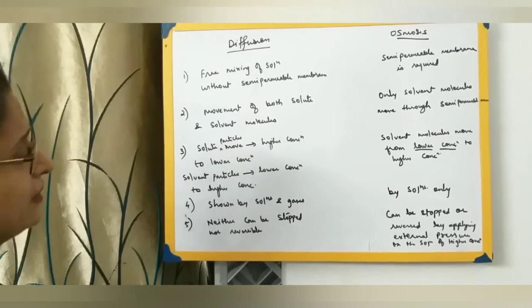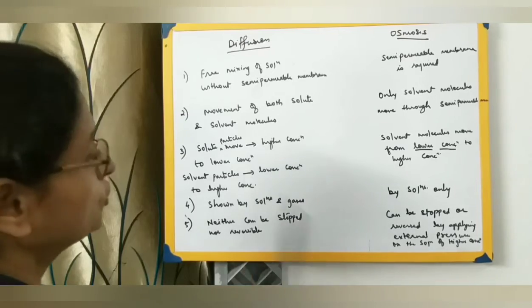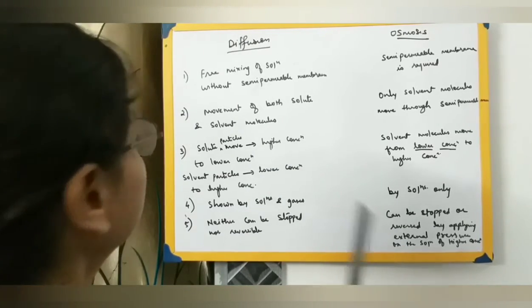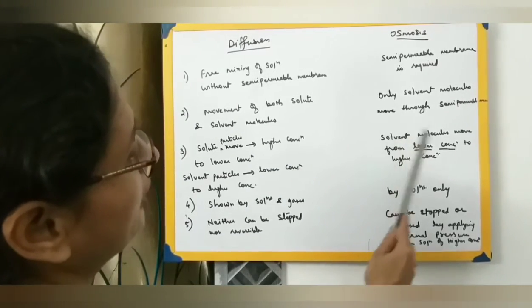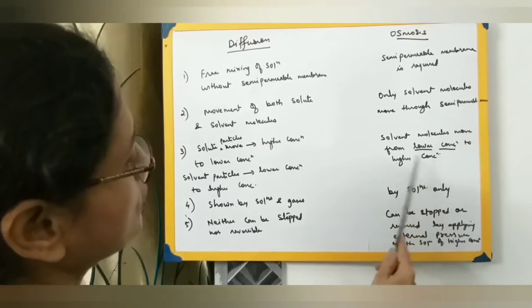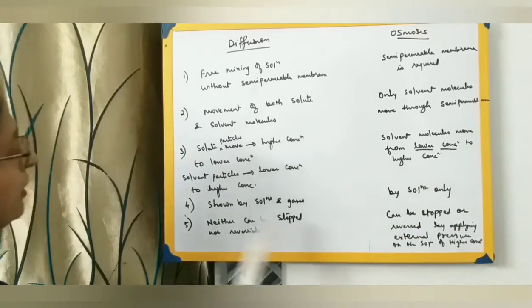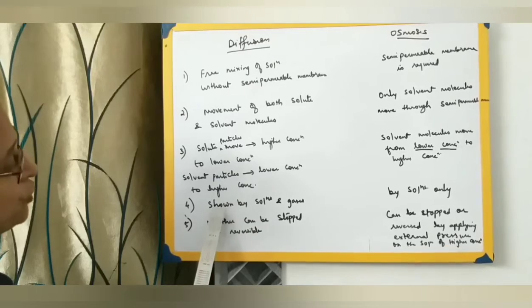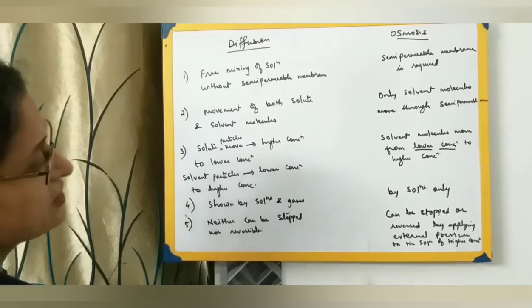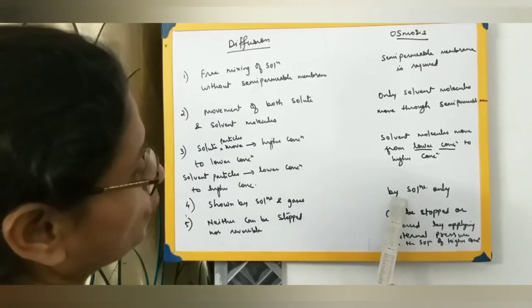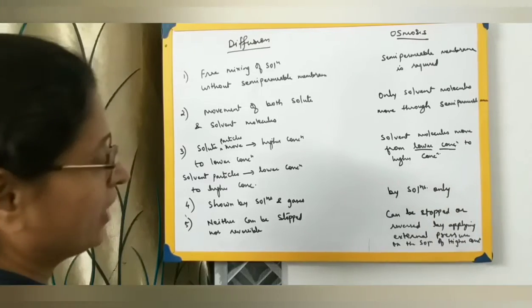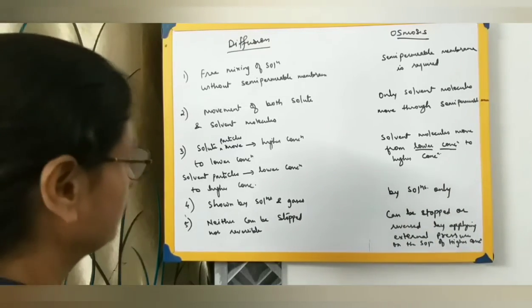and solvent particles will be moving from lower concentration to higher concentration. In this particular case, the osmosis solvent molecules move from lower concentration to higher concentration. Fourth point, diffusion is shown by solutions as well as gases, and osmosis is shown by solutions only. I have written down solutions in short.